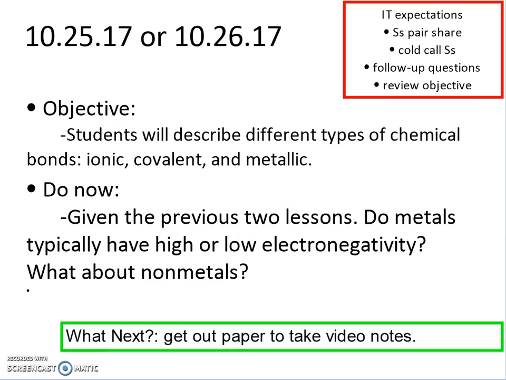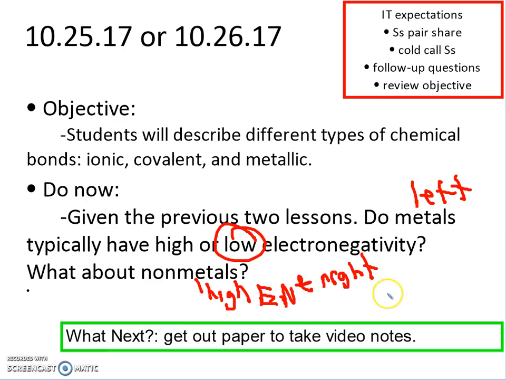Okay, so you went over the do now here. You know that metals have a low electronegativity and nonmetals typically have a high electronegativity because of where they are on the periodic table. Metals are on the left, and we know that to the left is low electronegativity. Nonmetals are on the right, and we know to the right is high electronegativity because of protons and electron shells and all that.